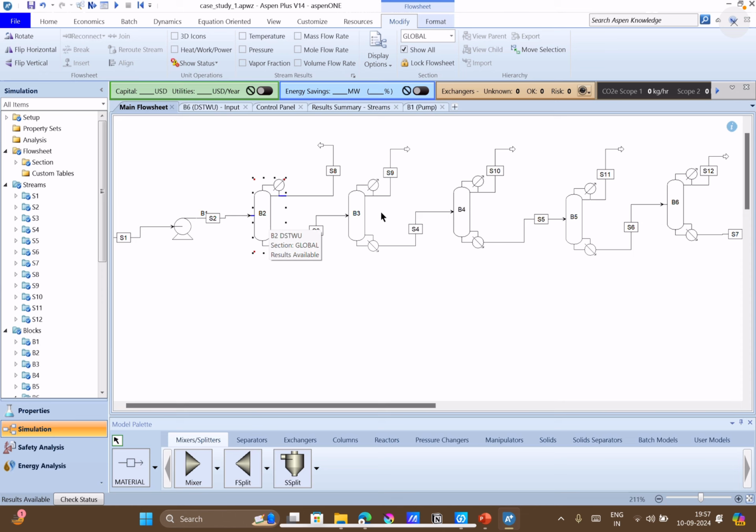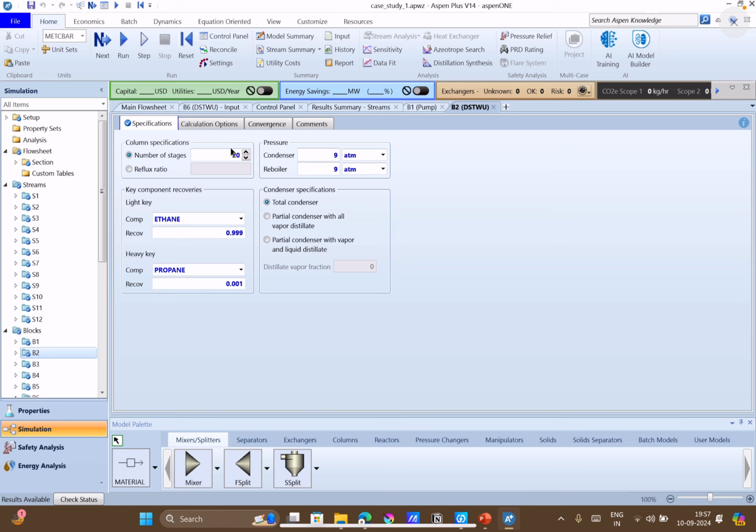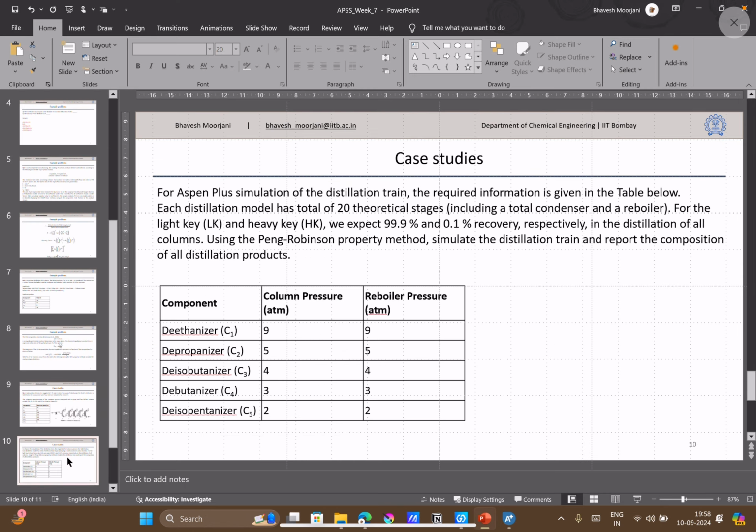All are DSTWU units. Since we want to do a simple calculation of how much separation will happen, for all components the number of stages has been selected as 20. Pressure conditions for the condenser and reboiler are provided in the second column. So here pressure conditions for each column are provided.